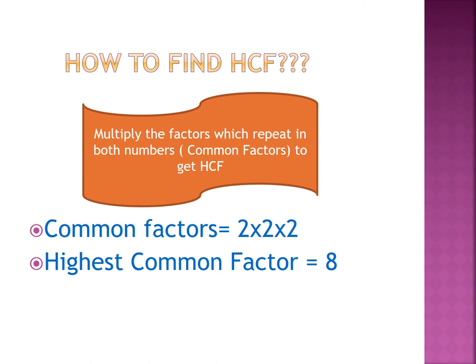Now how to find HCF? Till now we just had to find the prime factors. Multiply the factors which repeat in both numbers, that's your common factors, to get your highest common factor. On your screens there are common factors: 2 multiply 2 multiply 2 multiply 2. So in order to get the highest common factor, you have to multiply the common factors. 2 multiply 2 is equal to 4 and 4 multiply 2 is equal to 8. So in this question, our highest common factor equals 8.